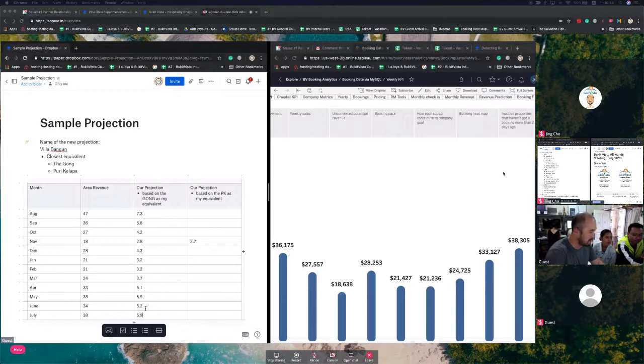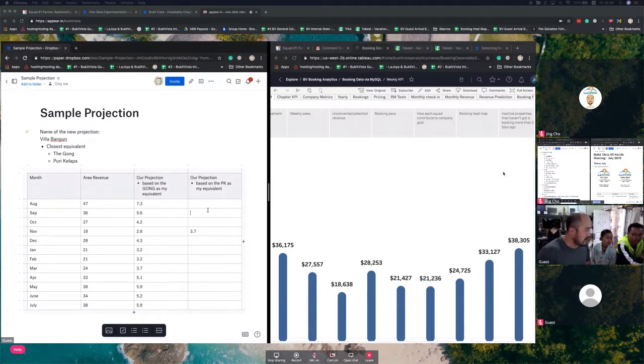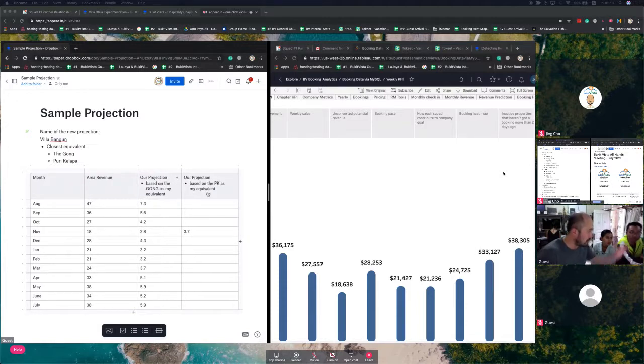So now I have a projection based on that. Now you can do the same for Putiklapa as well. I won't do that, but let's just pretend we did. Now you have an idea. This is essentially what a new property called Villa Bangmun should get if you abut it against the Gong, and that would mean that it does the same as the market should do across all the different months. So that is on-par market performance, which means it's doing as well as the market should do.